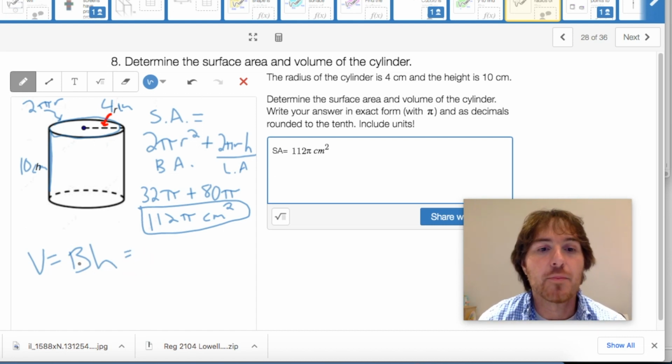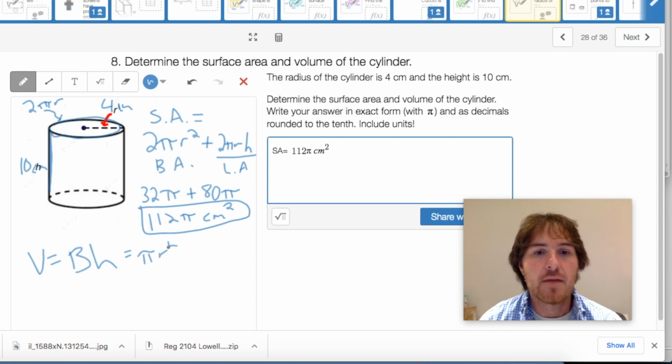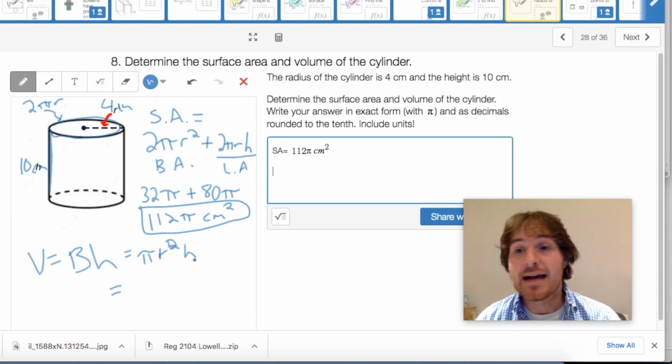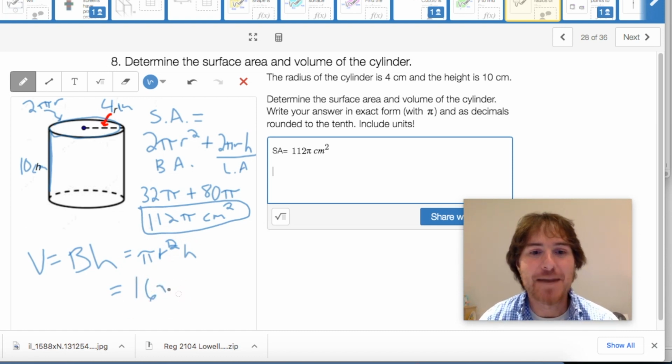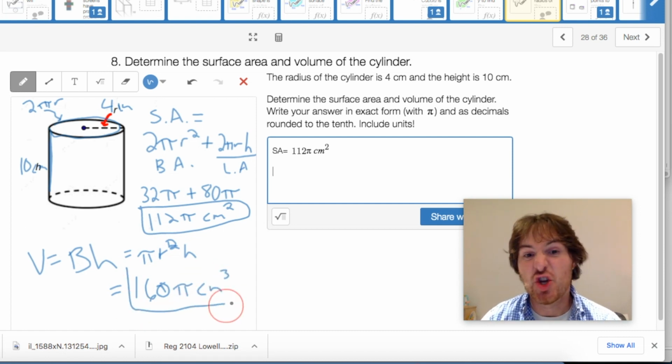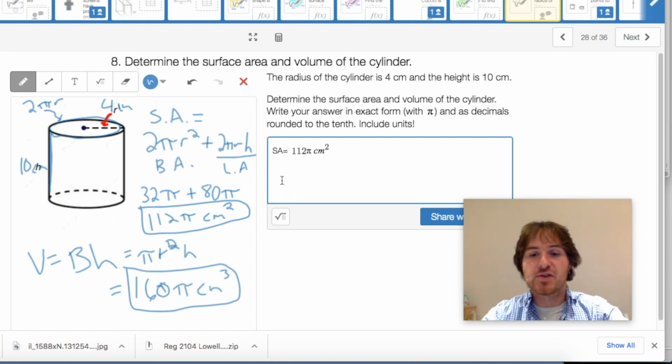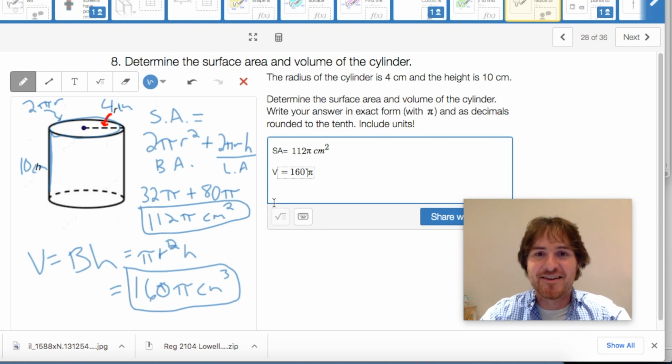So for base area, my base is a circle, isn't it? This is a circular prism, so I'm going to have pi r squared for my base area, and then h is my height, so I'll just leave it like that, okay? Pi r squared, I've already done that already, right? R squared would be 16, and then I have pi, and then height is 10, so I got 160 pi cubic centimeters, actually. It's kind of confusing. You say the cubic thing before you say the actual unit here. So that's my volume on this one here. Volume equals 160 pi cubic centimeters.